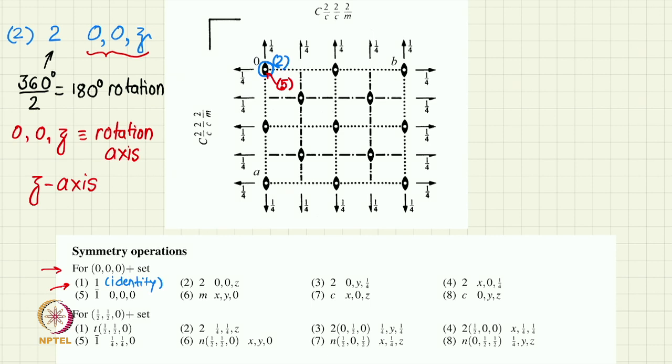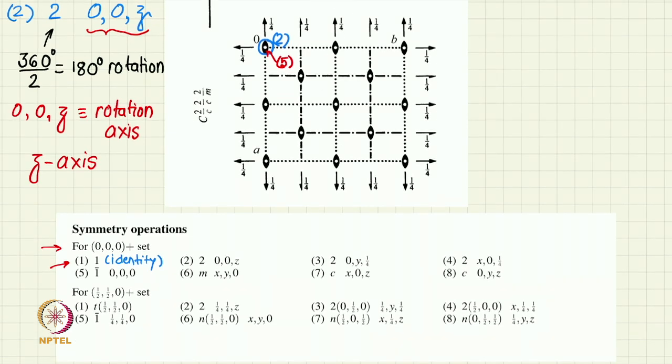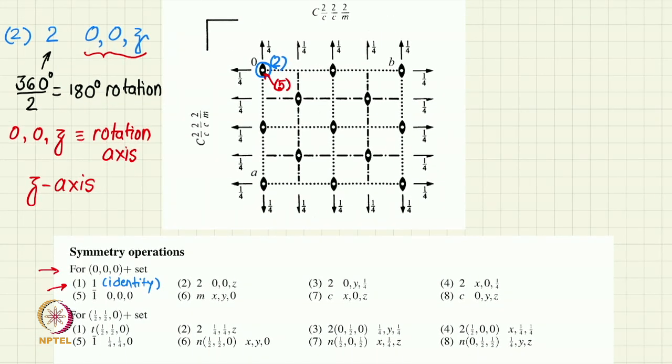Let us look at operation 6. The symmetry operation 6 is shown as m and then x, y, 0. m represents a mirror reflection. So, this is a symmetry operation which is a mirror reflection. Let me write it here, 6, m.